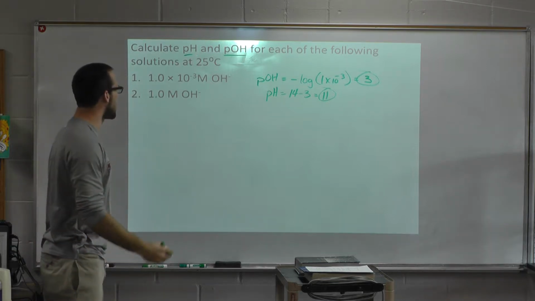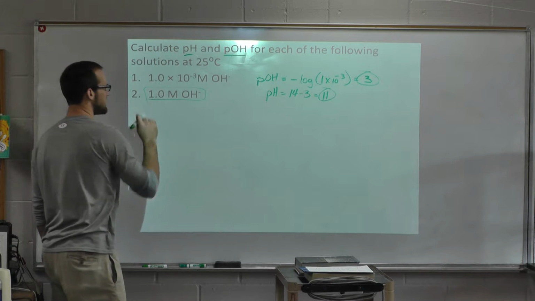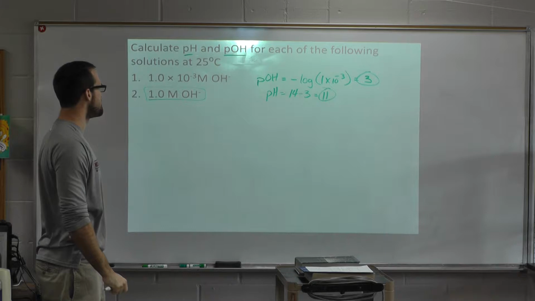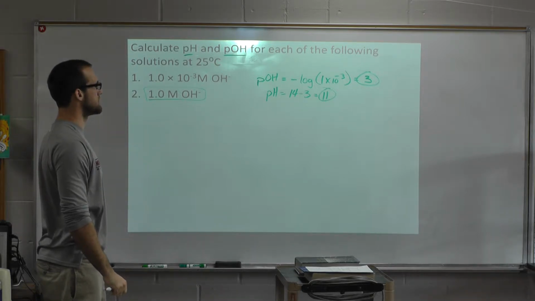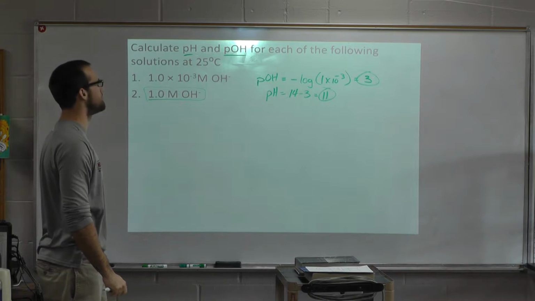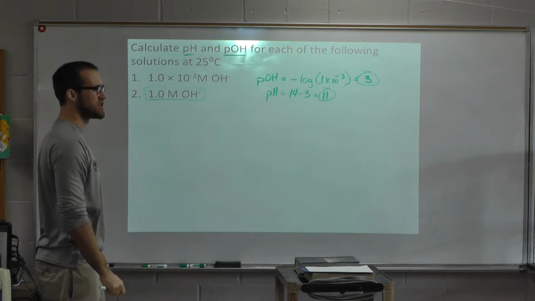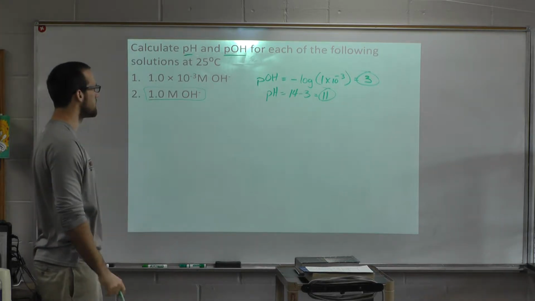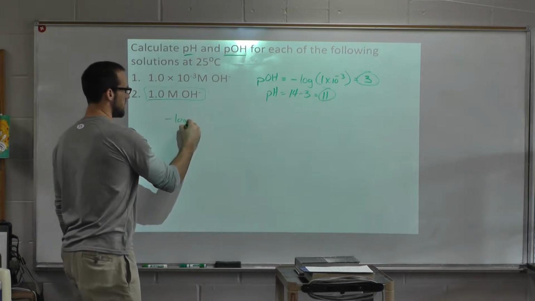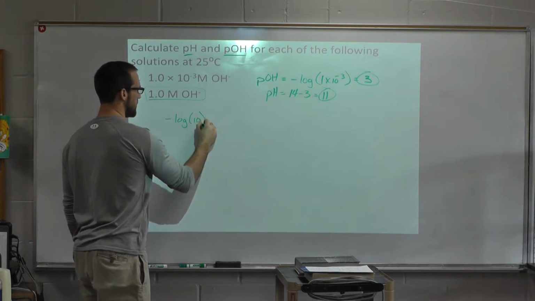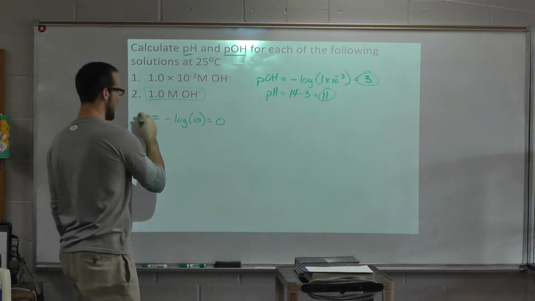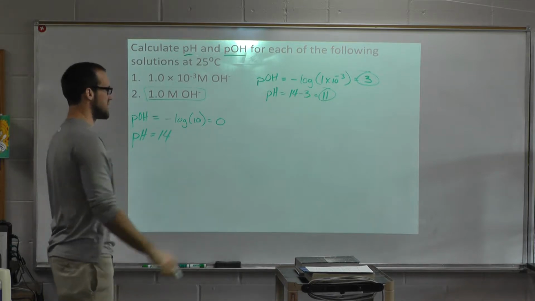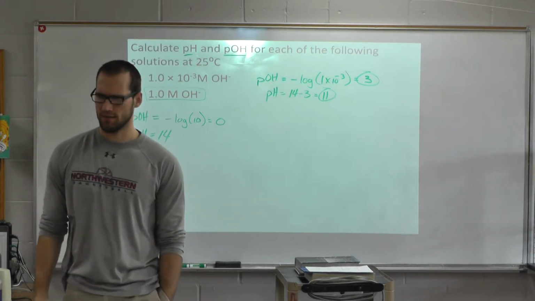I'm looking at this. My guess is the negative log of 1 is 0. So that's why your pH is going to be 14. When you do negative log of 1.0, you get 0. So that's your pOH. Then your pH has to be 14, and it should make sense. That's a lot of base. It's going to be really basic.